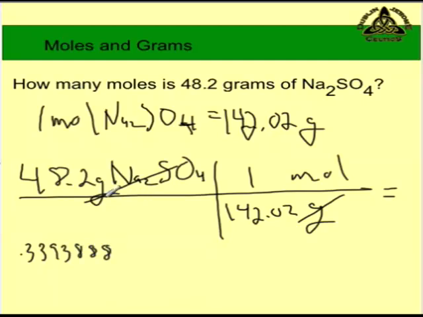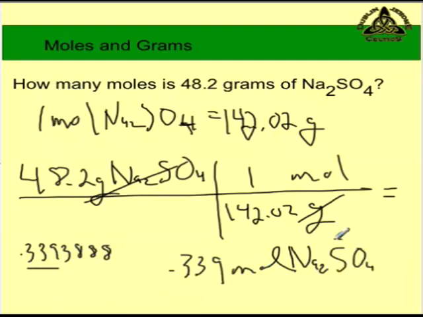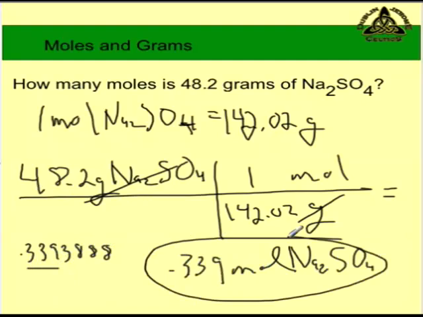When I do this on my calculator, I get 0.3393888. I want 3 significant figures in my answer. So this number is a 3, so this will remain 0.339 moles of Na2SO4. And there we have it.